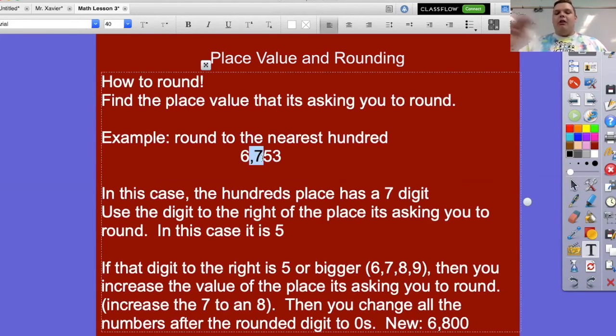Then you change all the numbers after the rounded number to 0. So for example, the new number is 6,800. That's a little bit easier to add than 6,753. It's also a little bit easier to say.